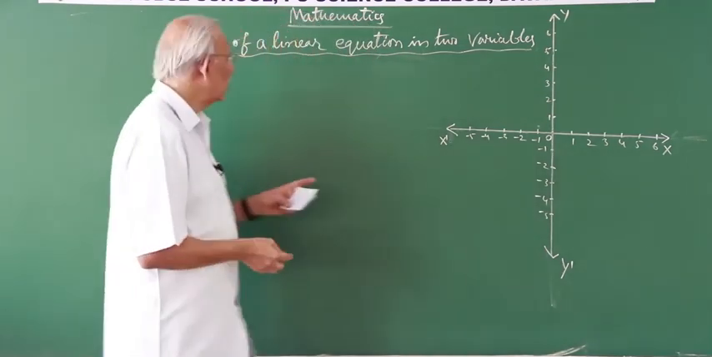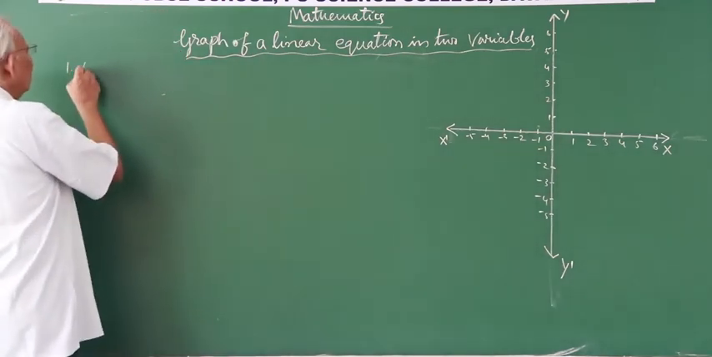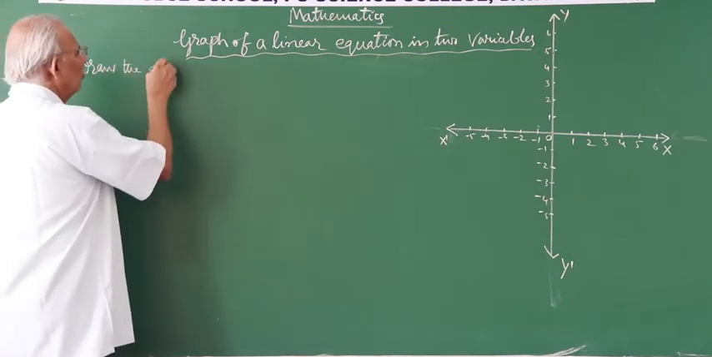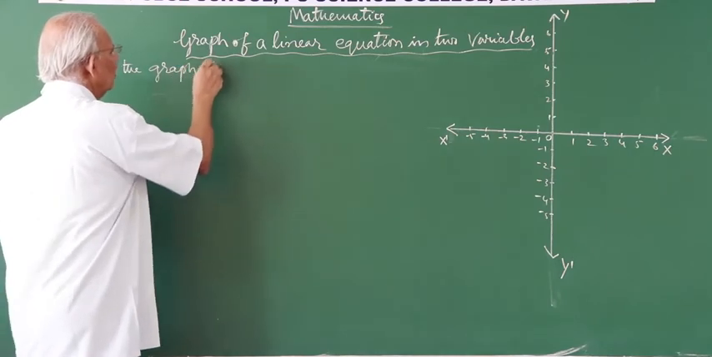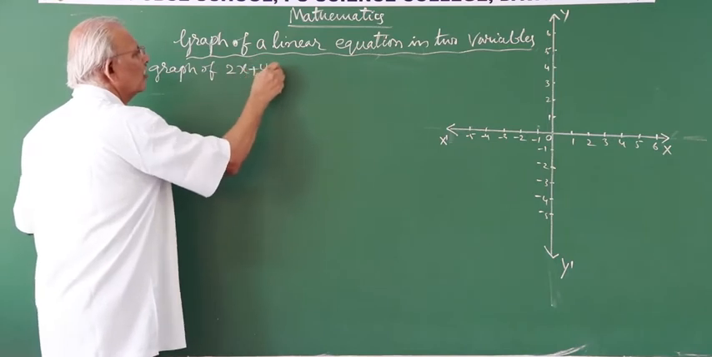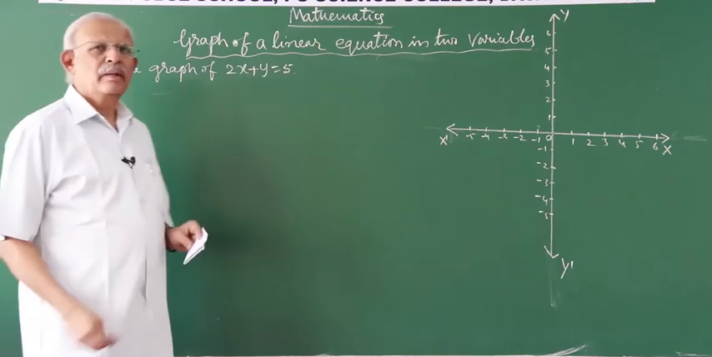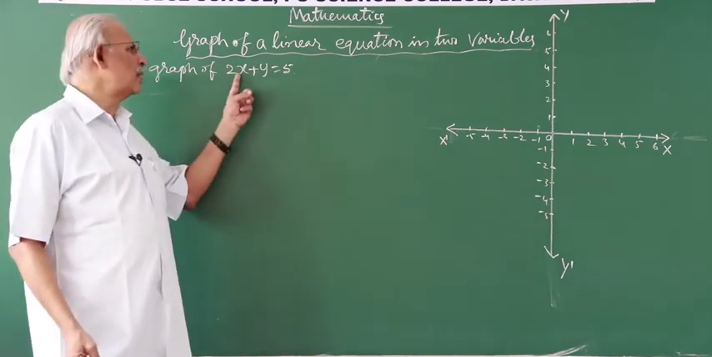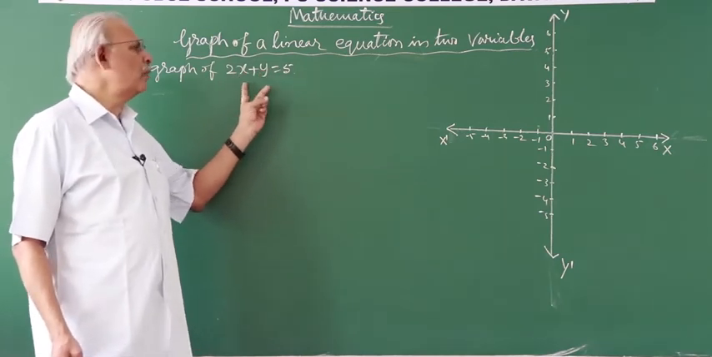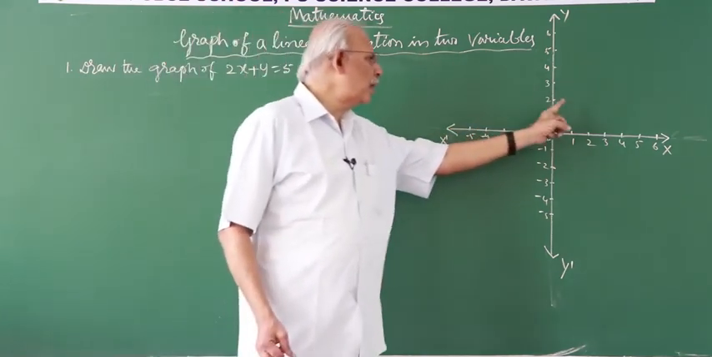Now let us start. Look here. Draw the graph of 2x plus y equals 5. Now, by assigning some value for x, find the corresponding value of y. The values of x and y together form a coordinate which represents a point here.